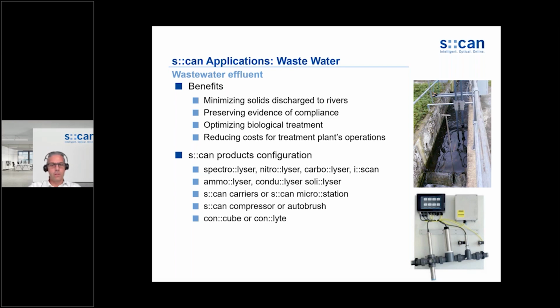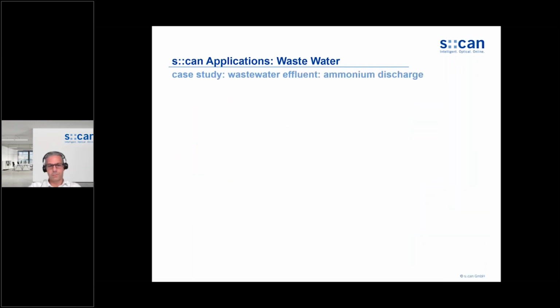On the lower picture, you can see a microstation. This is how we produce stations for wastewater final effluent in bypass. Also, the compressor can be seen on these pictures on the right-hand side. We use either the compressor or an auto brush, the con cube or the con lyte terminal.